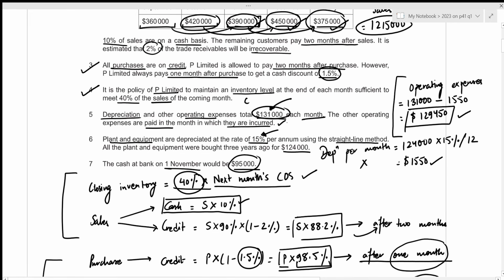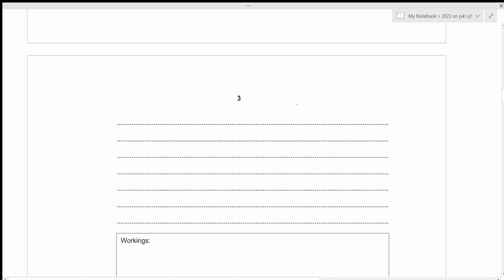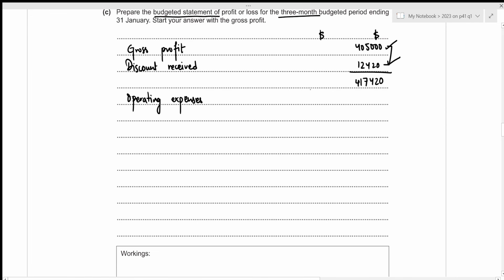And this is the charge per month, but we're trying to figure out the statement of profit and loss for 3 months. So we just need to multiply this by 3. That will be 131,000 times 3, which results in 393,000. Now another expense was of irrecoverable debt.